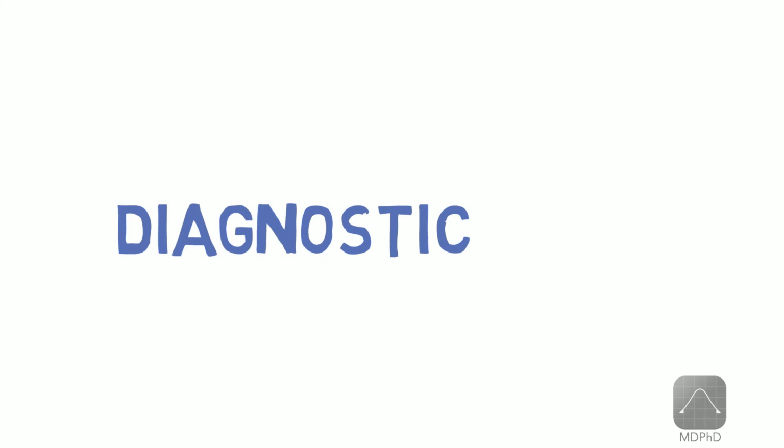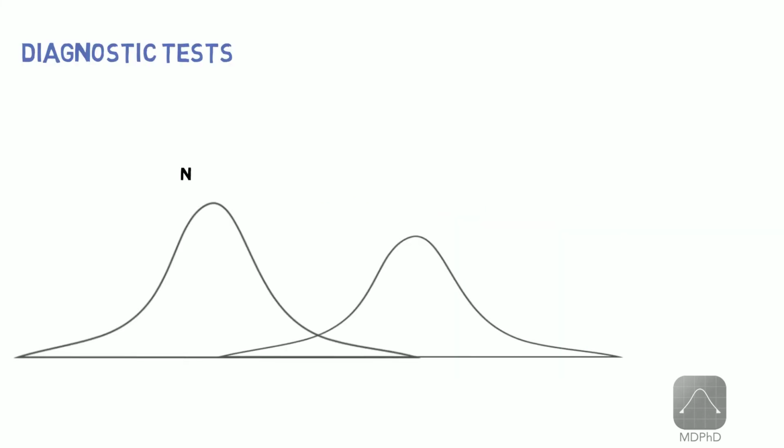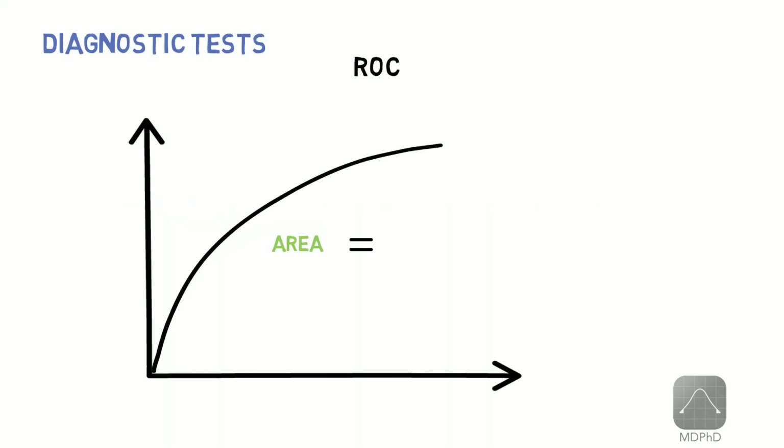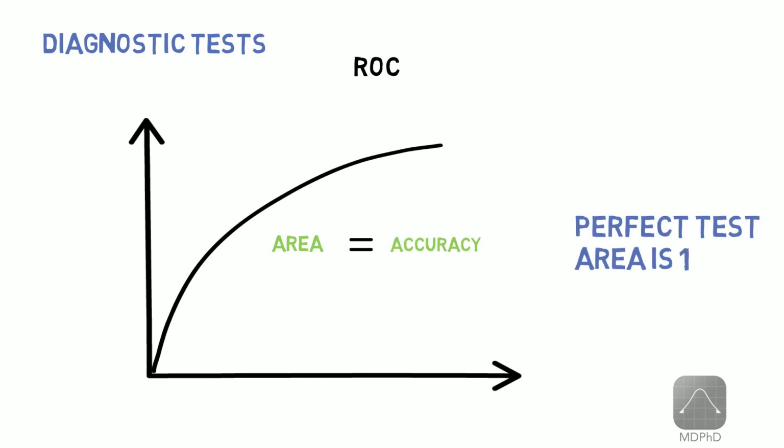In diagnostic tests, choosing a threshold means making a trade-off between sensitivity and specificity. For example, moving the threshold to the right increases specificity and decreases sensitivity. Most of the time, however, both sensitivity and specificity are important and can be expressed using one statistic known as the area under the ROC curve. A perfectly accurate test has an area of 1.